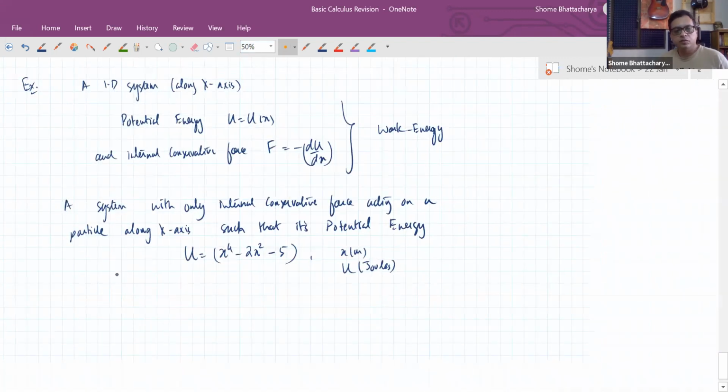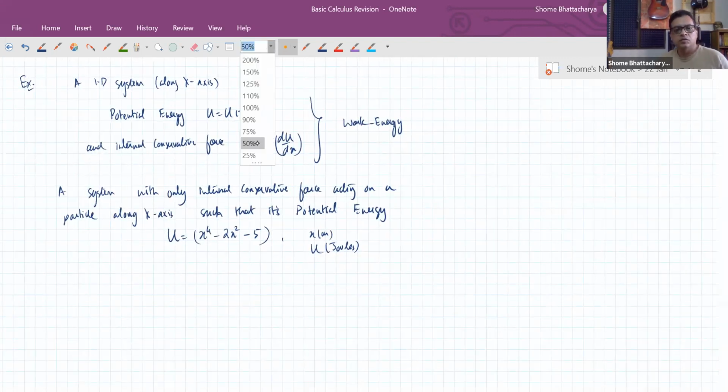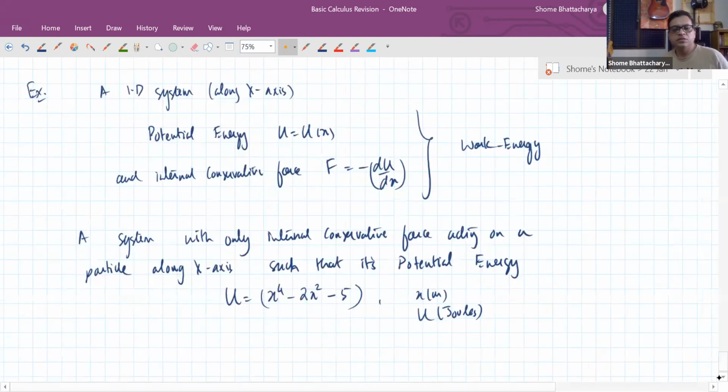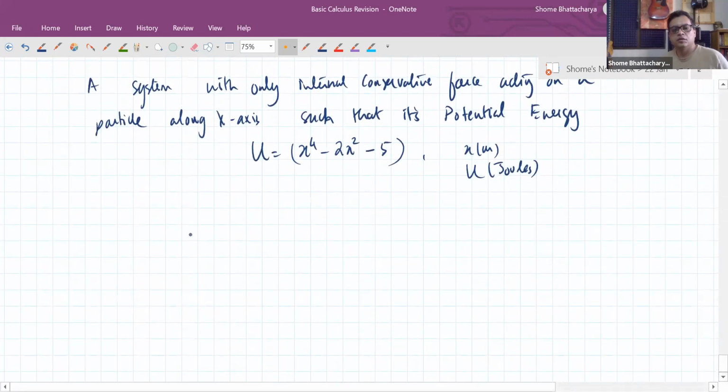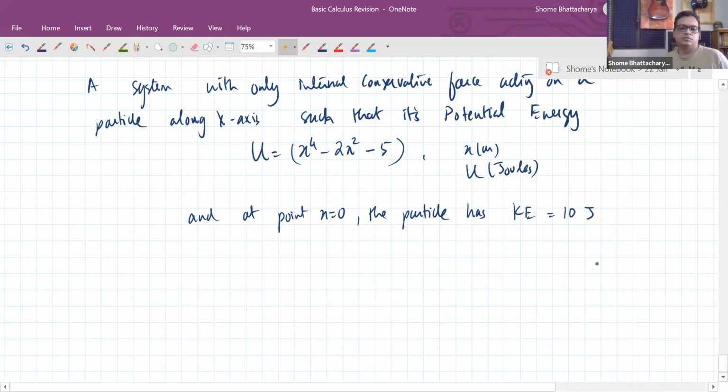Now, in addition to this, it is also given to us that at the point x equal to 0, the particle has a kinetic energy of 10 joules. The particle has a kinetic energy of 10 joules at the point x equal to 0.